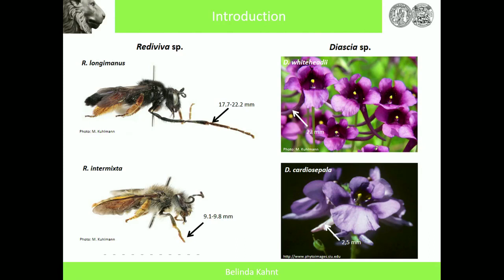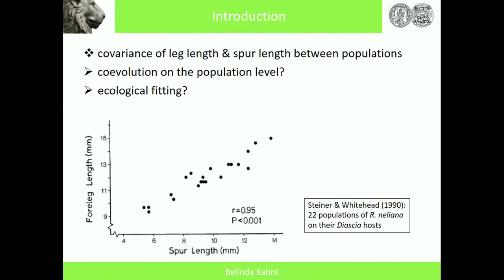What you can already guess here is what Steiner and Whitehead found in the 1990s in Rediviva neliana populations, that you really have a significant correlation between the front leg of the bee and the spur length of the host. This suggests that there might be coevolution between them on the population level. But still, when you have a correlation like that, you cannot rule out other explanations besides coevolution, such as ecological fitting.